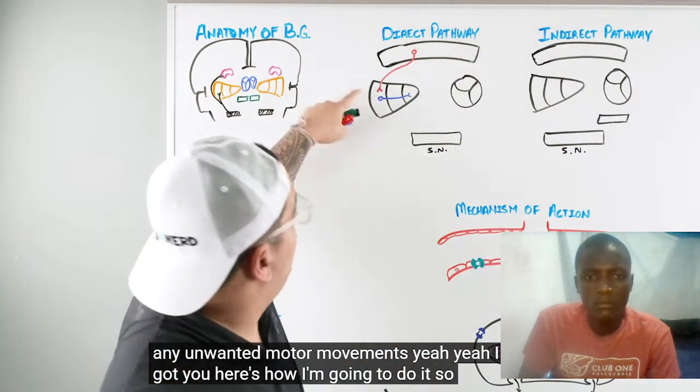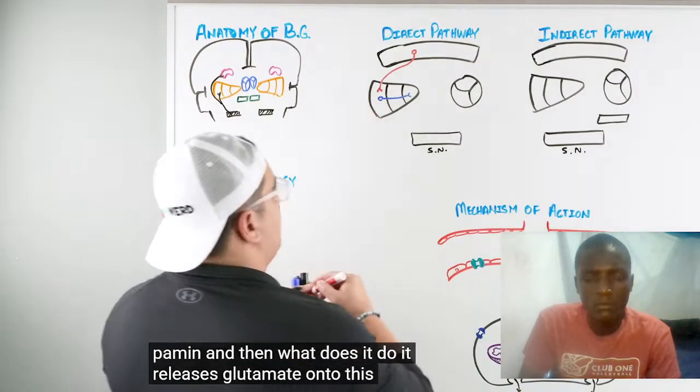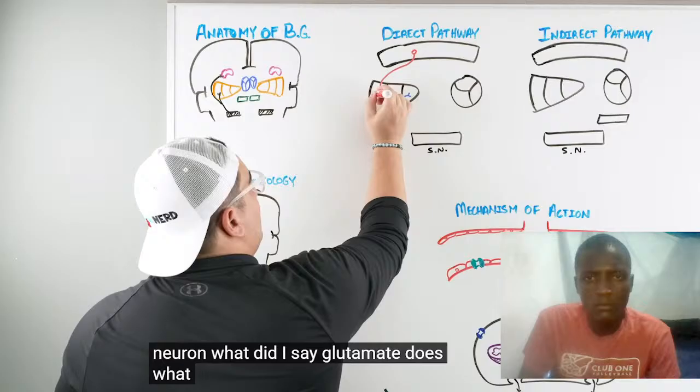Here's how I'm going to do it. So it sends that information down to the putamen. And then what does it do? It releases glutamate onto this particular neuron. What did I say? Glutamate does what? Stimulates. So it's going to stimulate this particular neuron.